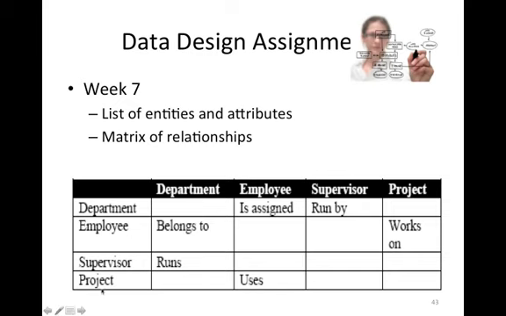You're going to make a table. You can do this within the same document. It would be helpful to me to have one document with both your lists and your relationships, with entities down the rows and entities across the columns, and then fill in the relationship between the employee and the department, the employee and the project, the supervisor and the department, the project and the employee, etc. That's week 7, the first of the two weeks of the data design.